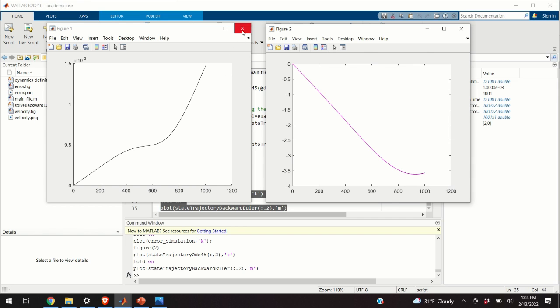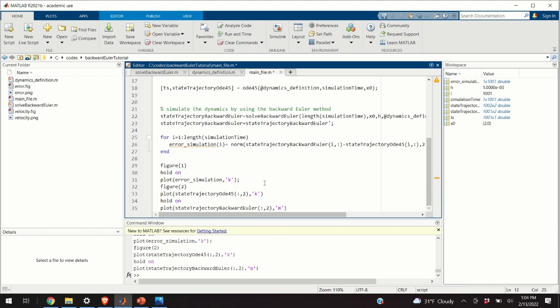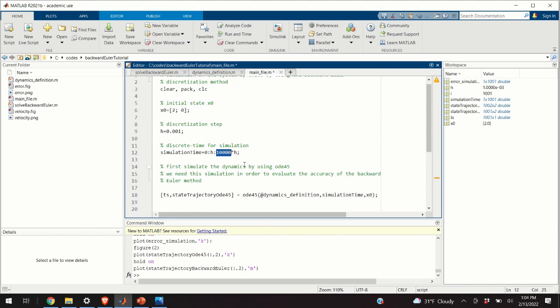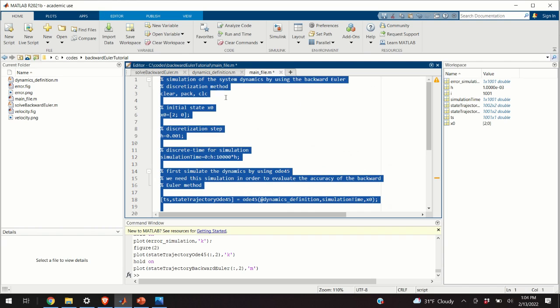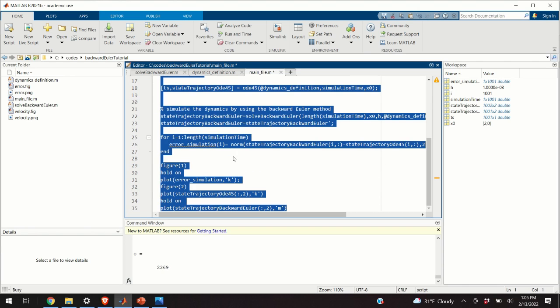Now, let us increase the number of discretization steps in order to see some oscillations. So I will increase the number of discretization steps over here, and I will run my code again. And so let's see what happens. Now this index will go from 1 to 10,000. And over here, it's important to observe the following phenomenon. We can observe that the error will increase over time. That is, the error between trajectories generated by using ODE45 and the backward Euler method.